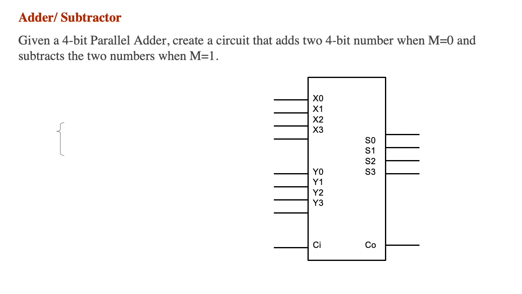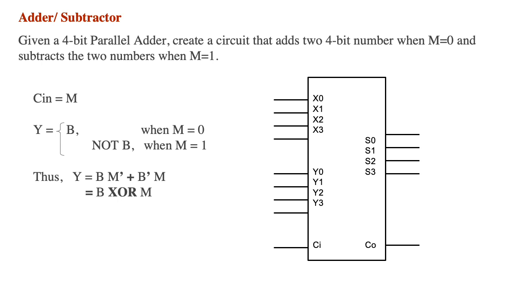Because if you're doing A plus B or A minus B, A is always A. We don't change it. But if we're doing subtraction, then we need to take the complement of B, right? So that means this completes part of the solution. We said already that Cn is equal to m.